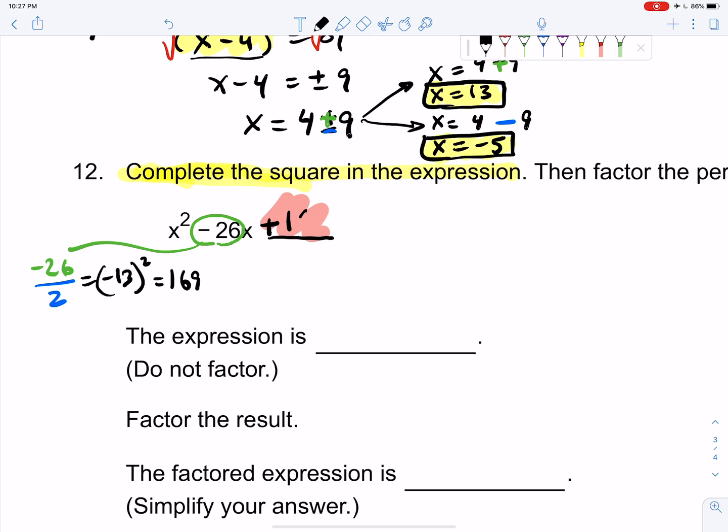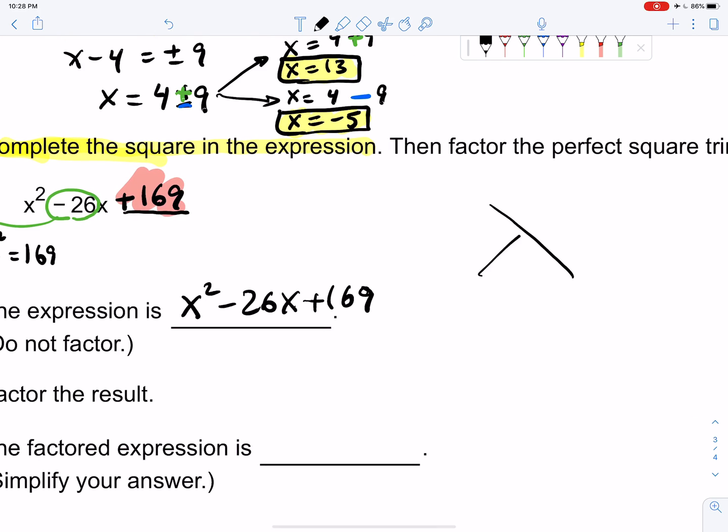So 169 will complete the square. It'll make that trinomial a perfect square. The expression is, and they're asking us not to factor it yet, x squared minus 26x plus 169. And you can verify that by asking what multiplies to 169 and adds to negative 26. Well, that's negative 13 times negative 13, which gives us 169 and adds to negative 26.